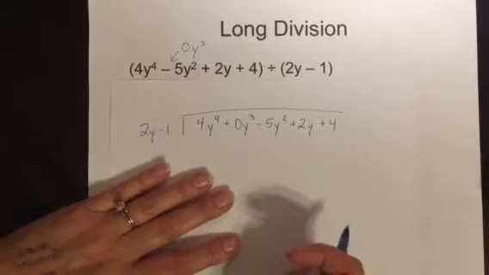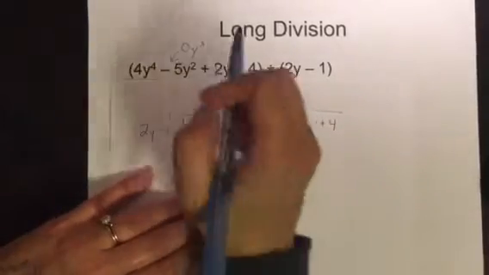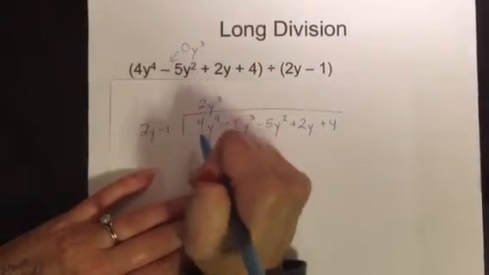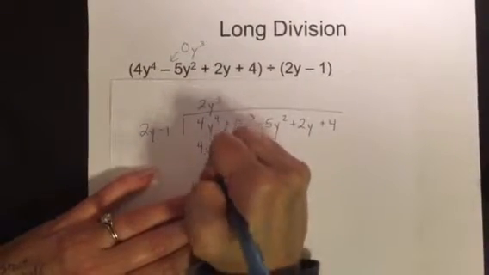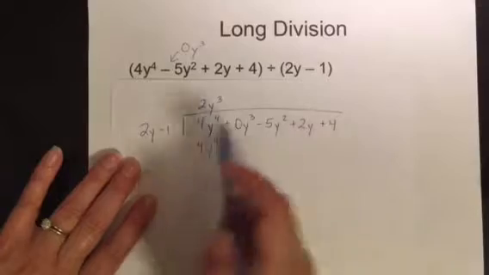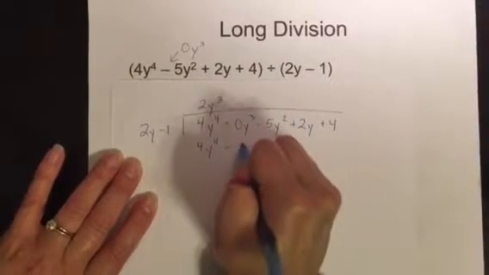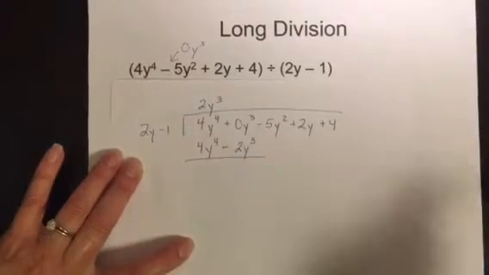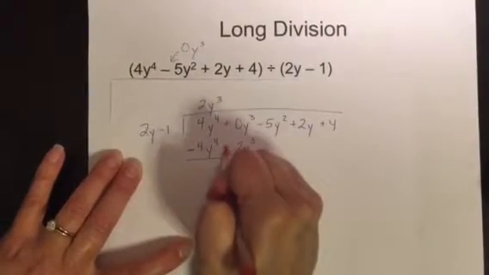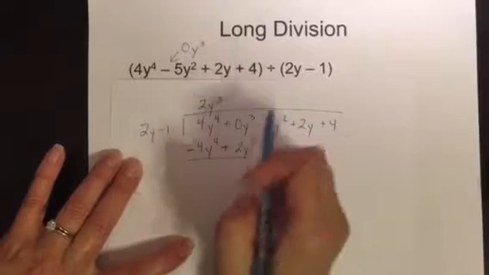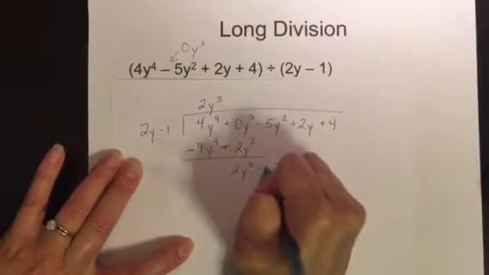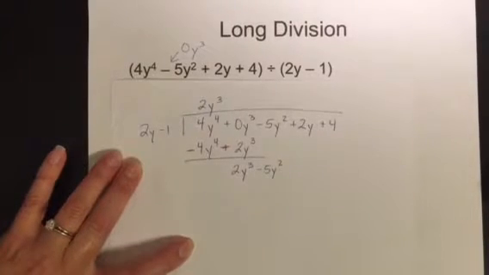All right, so let's try this again. So we already discussed that we need 2y cubed. So 2 times 2 is 4, y to the 4th. All right, then minus 2y cubed. Look at that. That looks so much better. Now, mind you, we're subtracting here, so we got to switch our signs. So that's going to give me 2y cubed. Bring down my 5y squared.